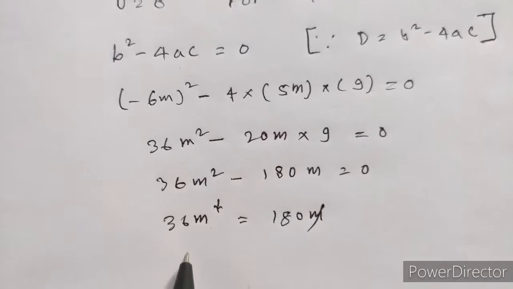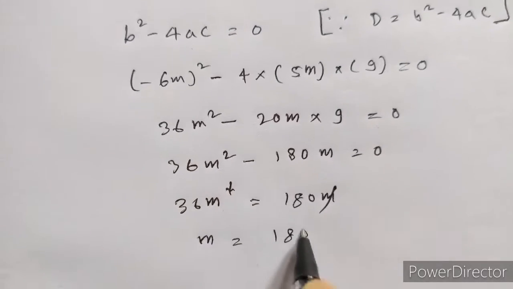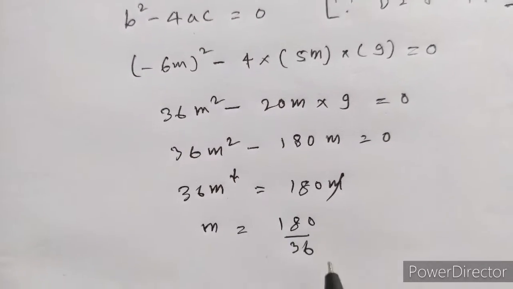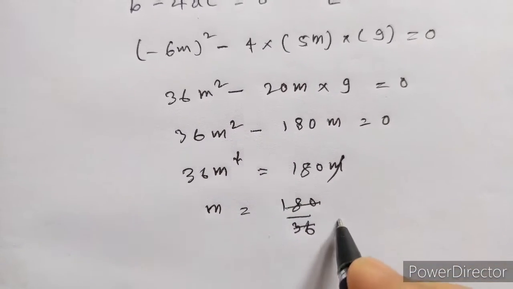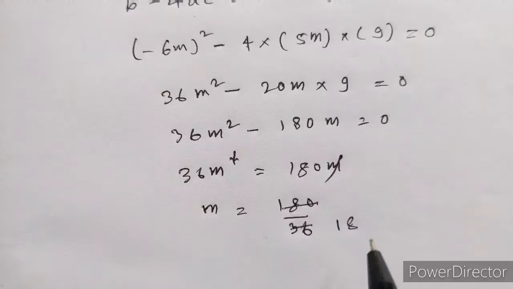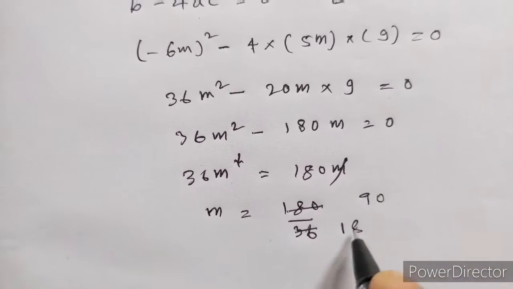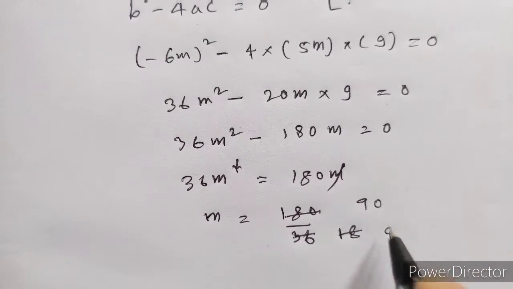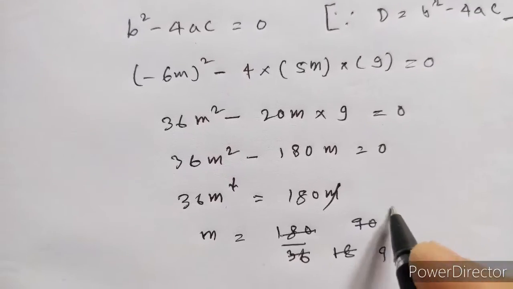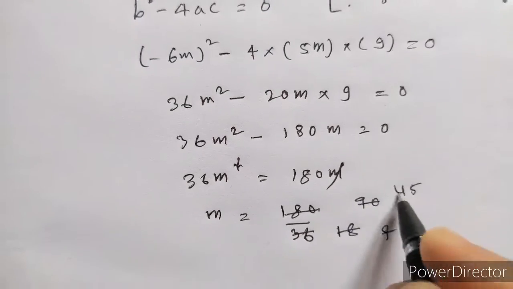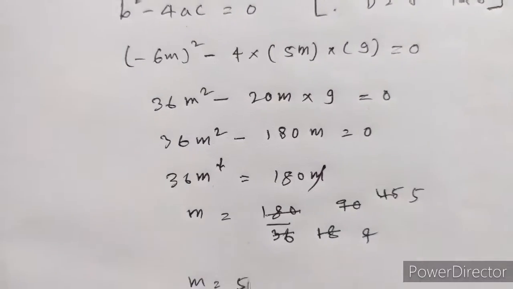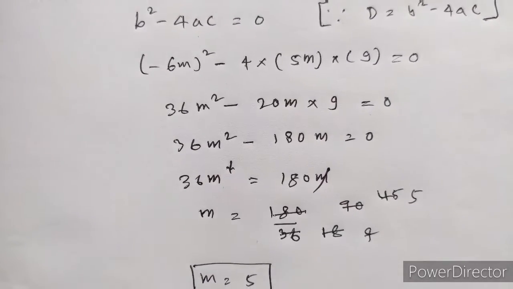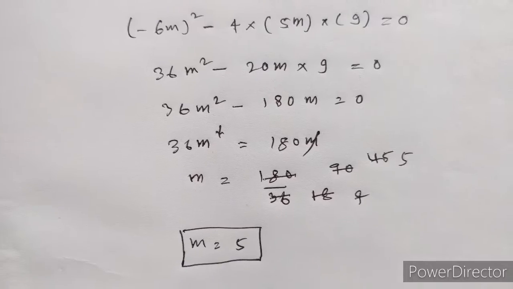Okay, so the value of m is equals to 180 by 36. So if I cut this, 2 18s are 36, 90, 2 9s are 18, 45, 5. So the value of m is 5. So this is asked to find out in the question.